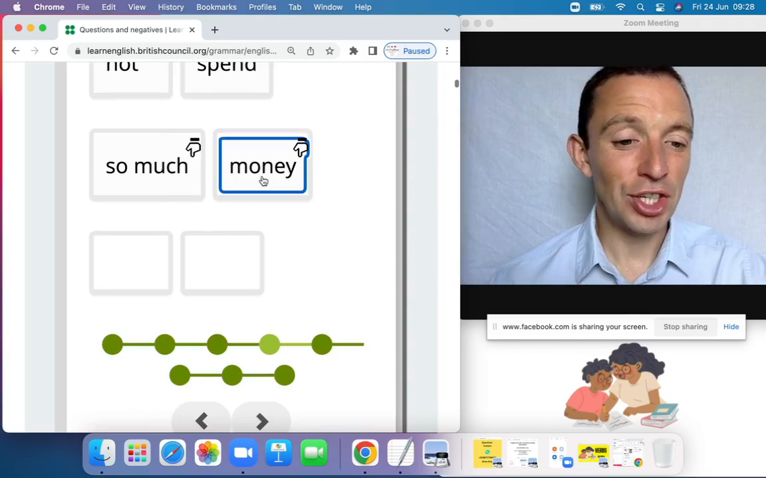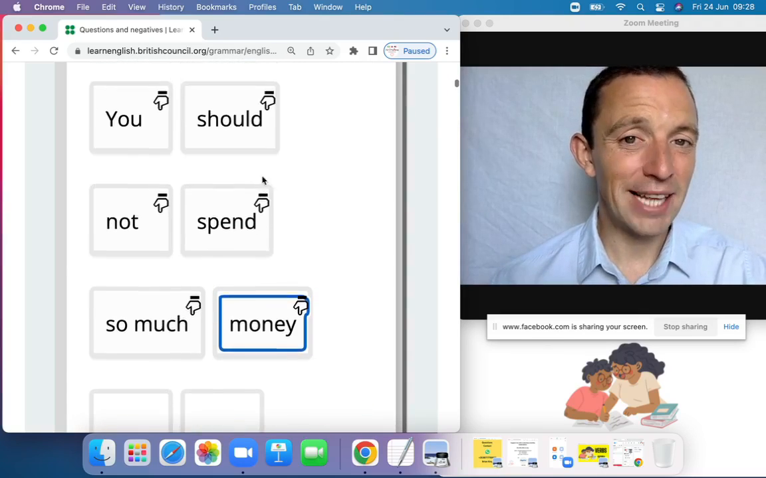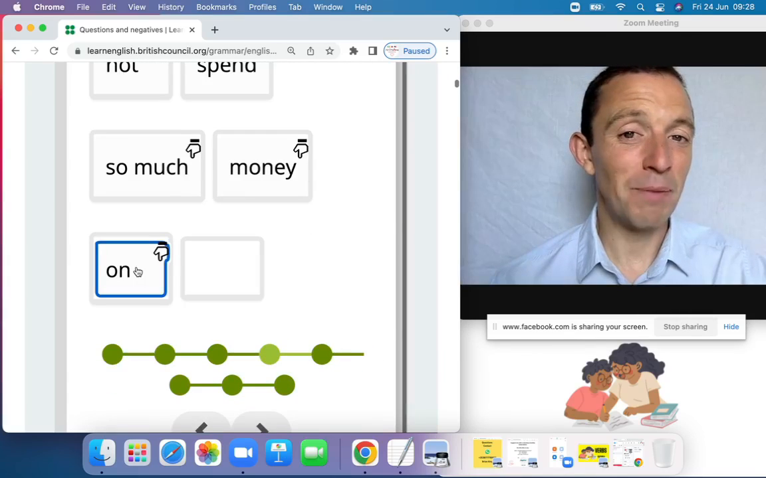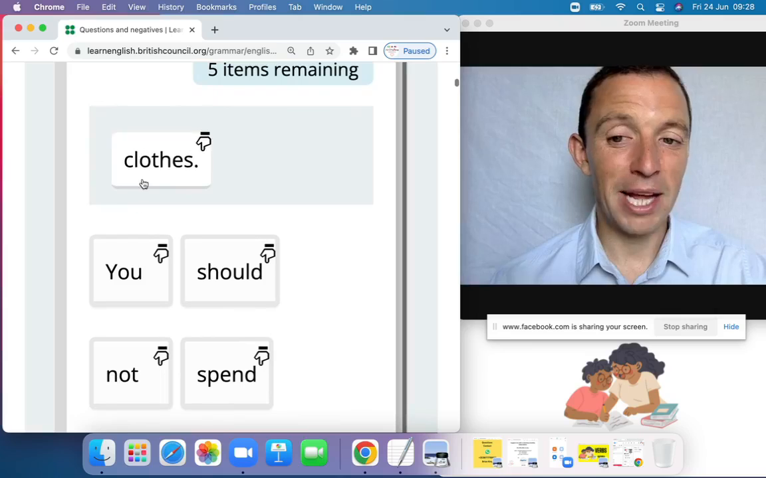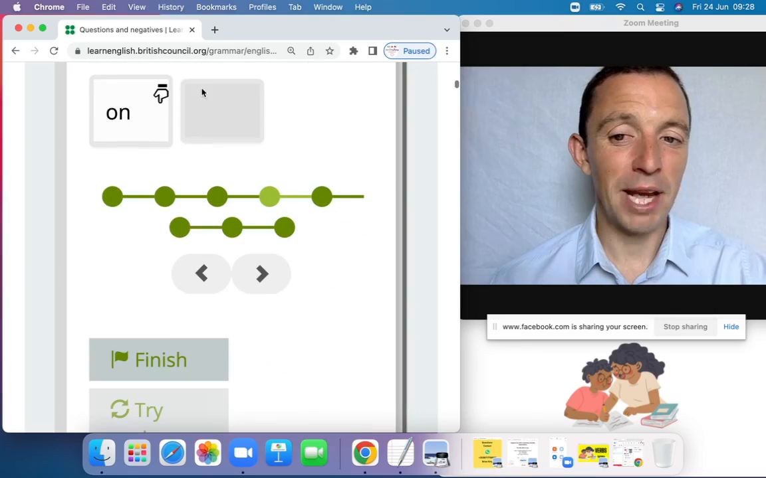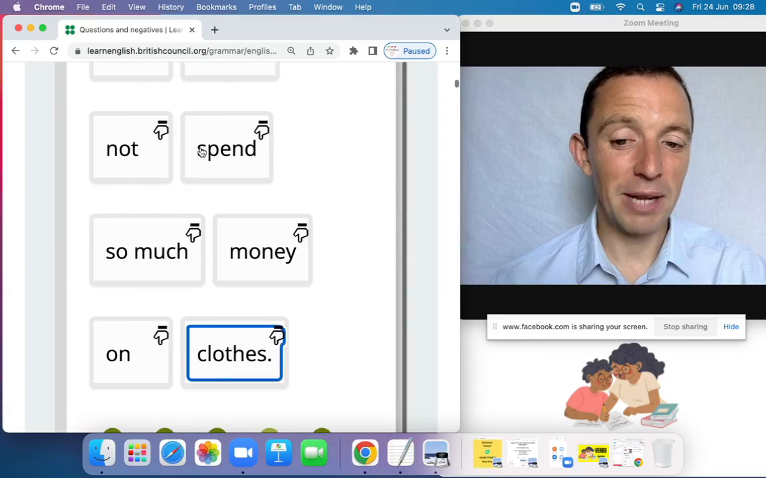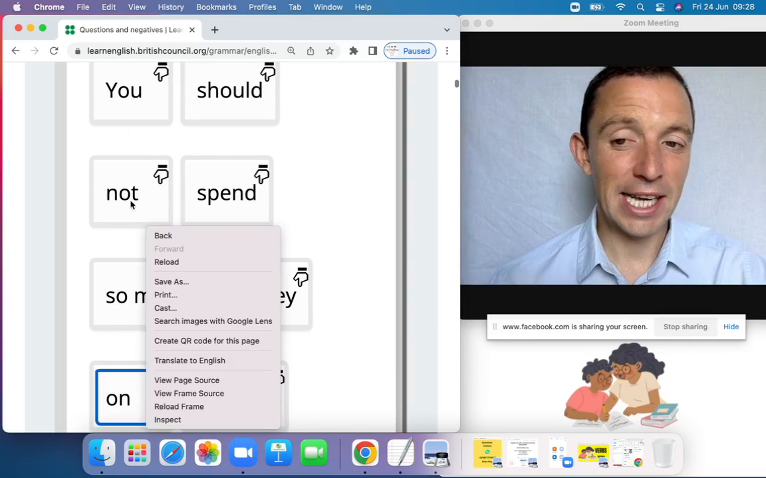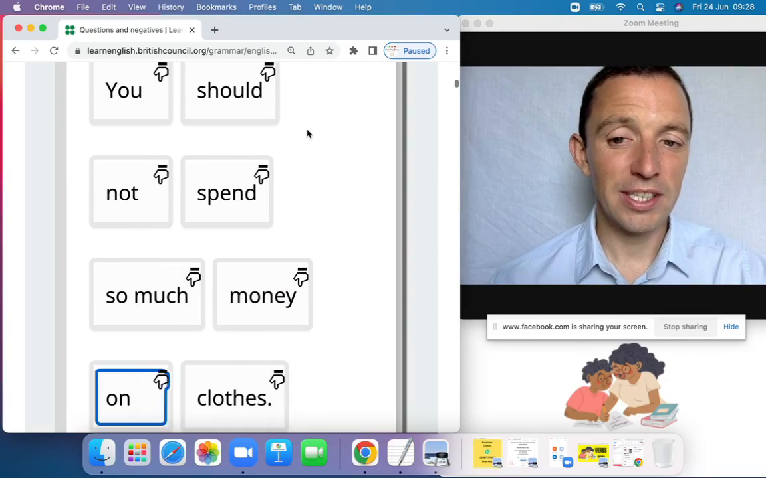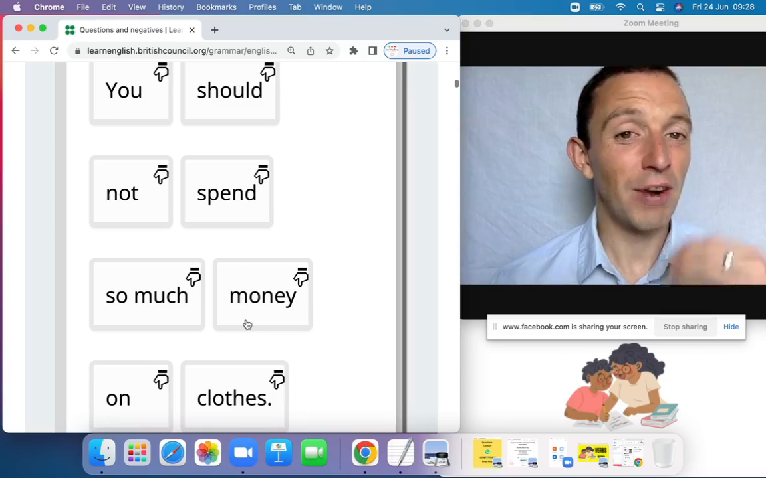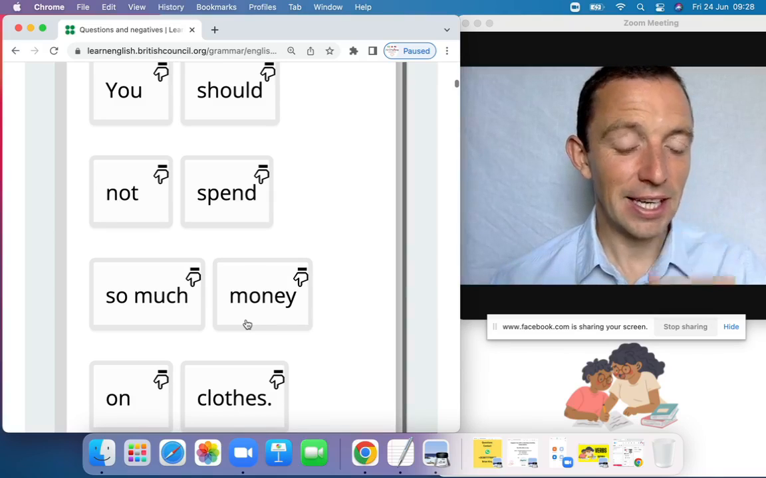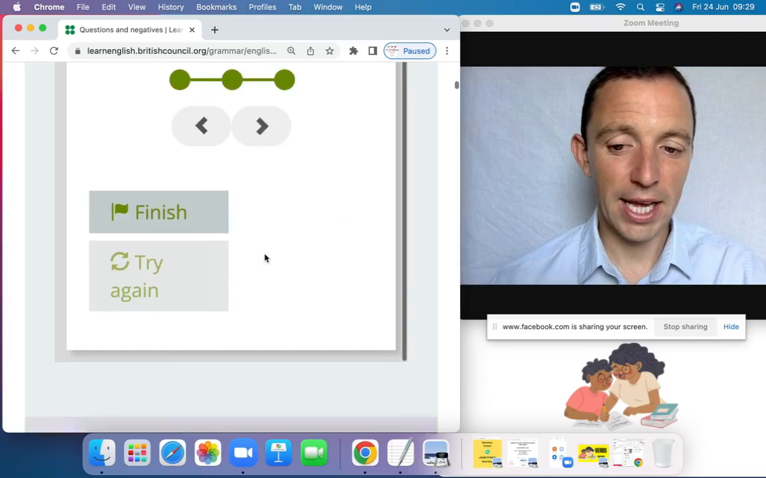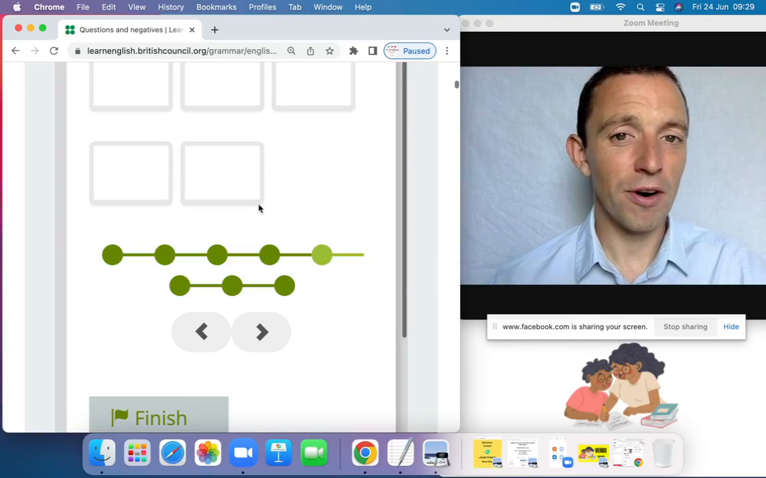And typical preposition with spend, on. Spend money on your family, spend money on your friends, spend money on food, spend money on chocolate, spend money on clothes. Therefore, the sentence is: you should not spend so much money on clothes. It's a recommendation, it's advice, and it's in the negative form. Okay, next, 4 more.